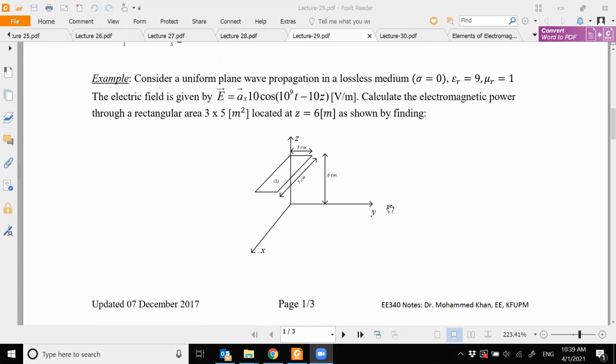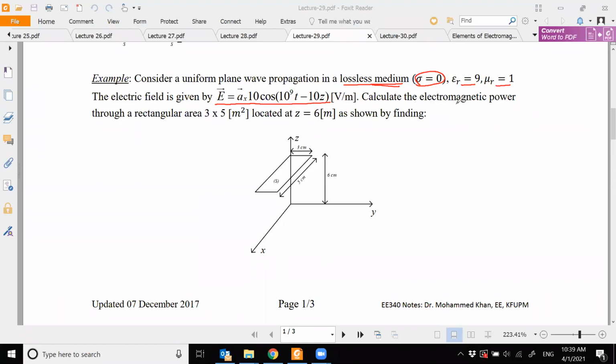Okay, so let's take an example. Here we have a uniform plane wave propagating in a lossless medium. When the word lossless medium comes, we automatically know that sigma is 0. And this is the epsilon R, this is the mu R. The electric field is given in the instantaneous form. Its component is in the x direction and it is traveling in the positive z direction, in volts per meter.